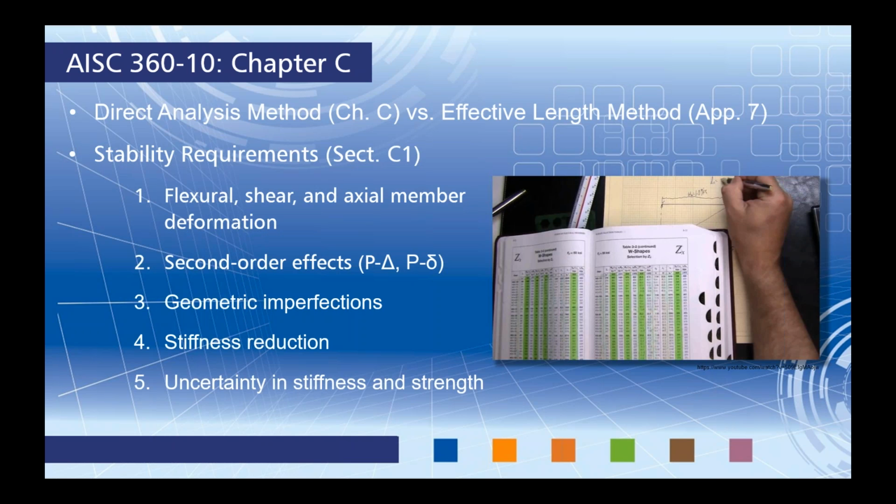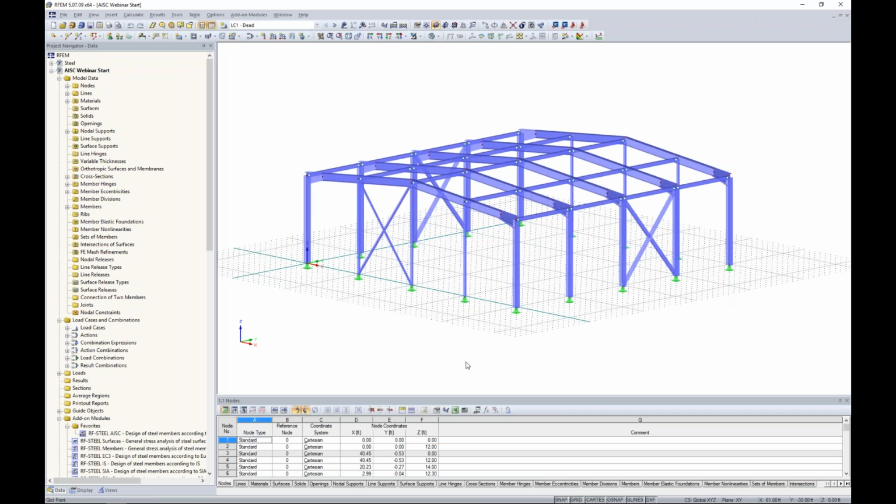Section C1 gives us 5 stability requirements. Those 5 requirements include number 1 here, flexural, shear, and axial member deformations. Well, this is in RFEM alone with the analysis. We also need to include second order effects, P delta and P little delta, which we'll discuss in our next slide. We want to take into account geometric imperfections. We want to take a look at stiffness reduction and how that's handled in the program, as well as uncertainty in stiffness and strength. So with that, we can jump into our RFEM model.